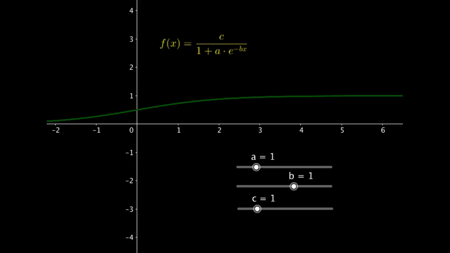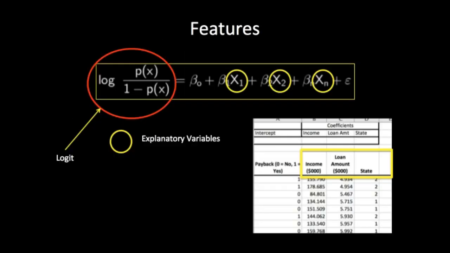Let us now build a loan payback prediction model for our bank manager. Explanatory variables are on the right side of the equation. Here, in this example, income, loan amount, and state are explanatory variables.